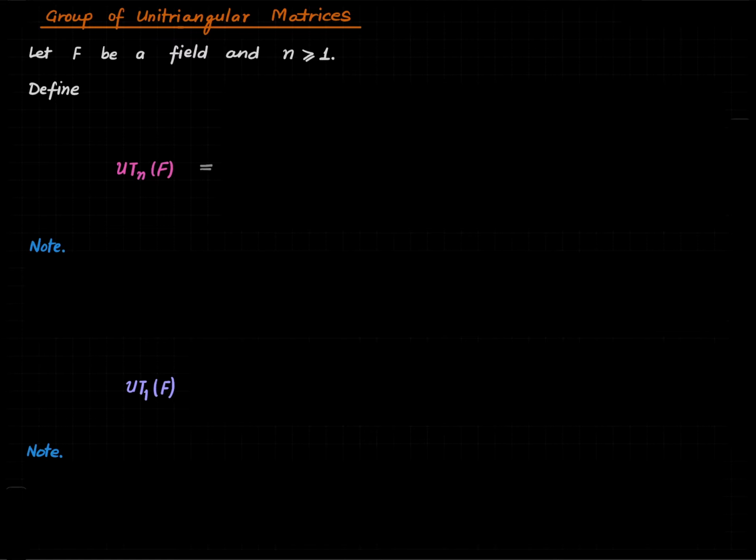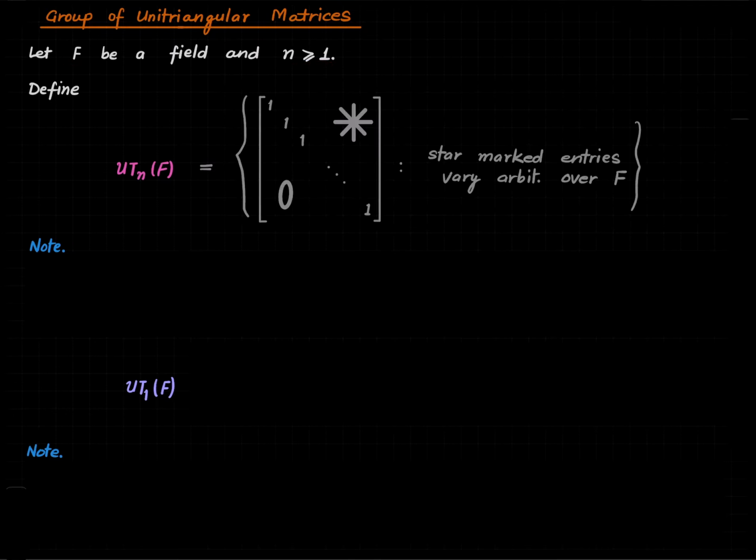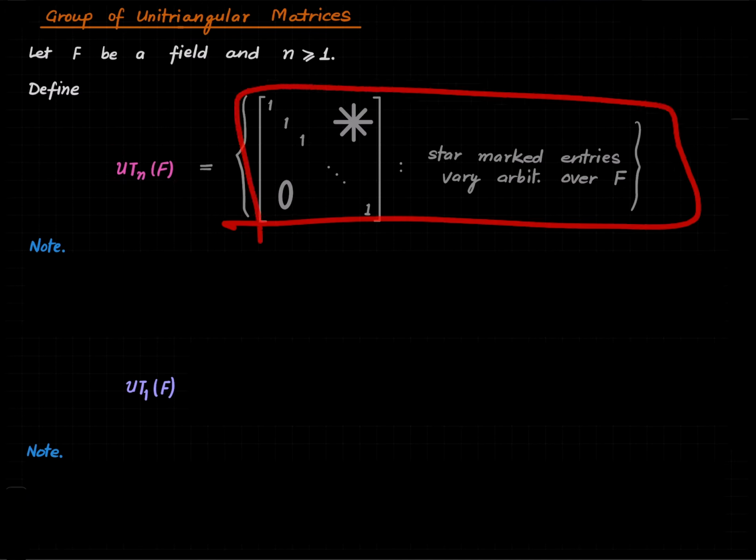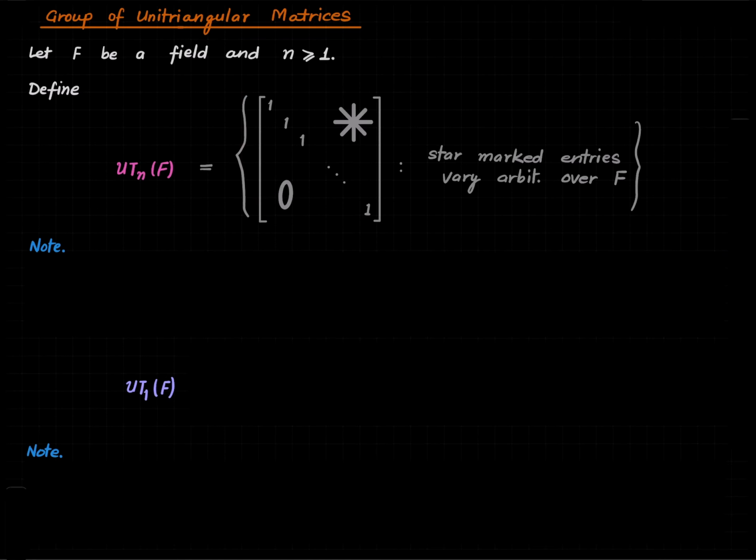Another important or interesting class of matrix groups is the set of unitriangular matrices. Suppose F is any field and N is again a natural number, then we can define this notation to be equal to this set. What is this set? This is all the n cross n matrices. Let me just put n cross n here to denote that. So all n cross n matrices of a particular form.